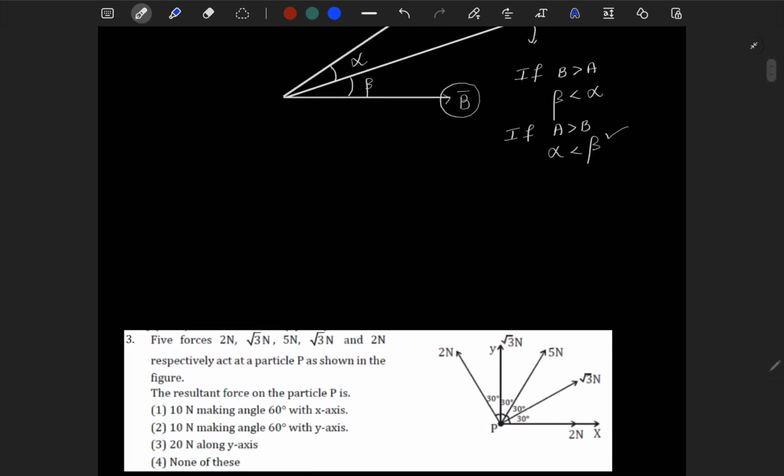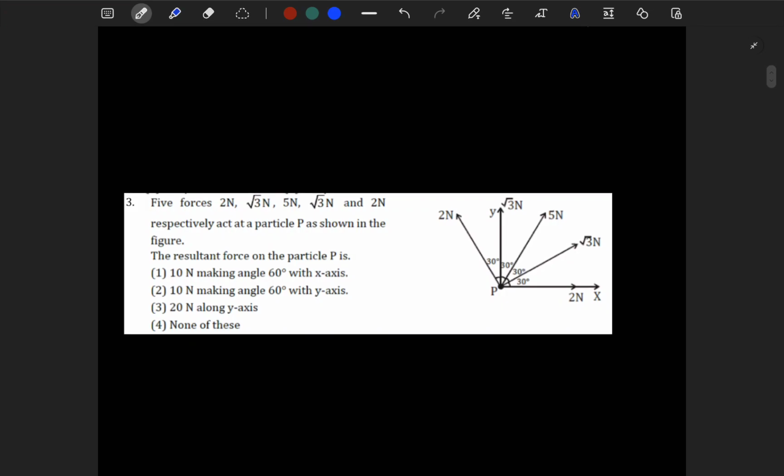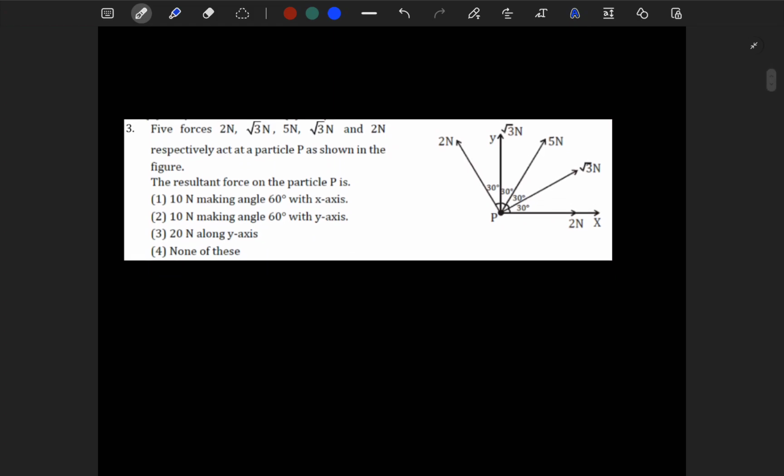Let's go to the next question. This is the third question. Five forces, 2 Newton, root 3 Newton, 5 Newton, root 3 Newton and 2 Newton are respectively acting on a particle, as you can see in the figure. So the resultant of force on the particle P is, so you are supposed to find out the resultant here. We can do that here, see.